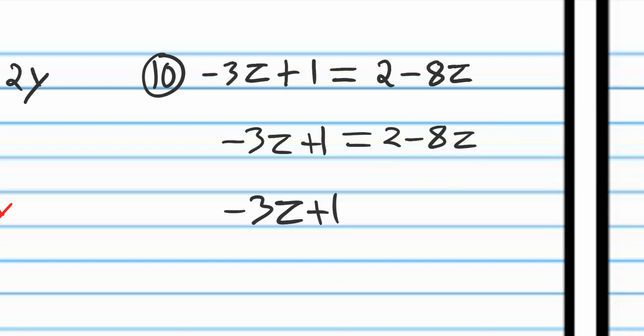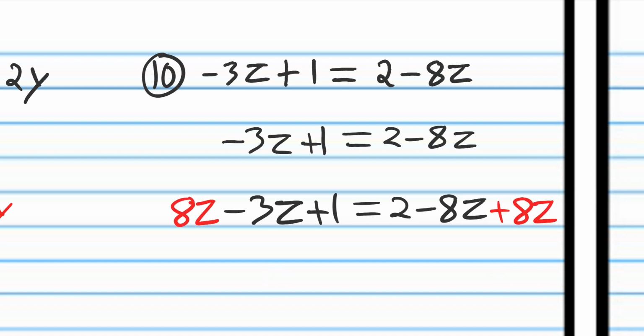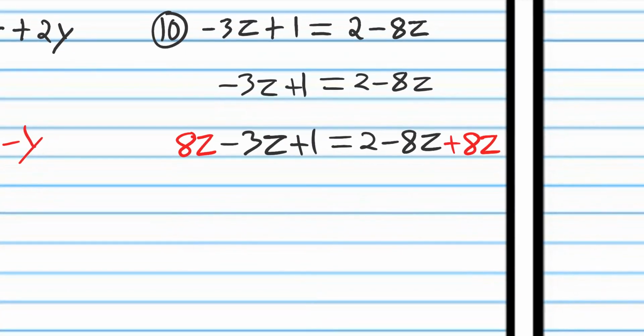So again, I prefer to have positives on the variables. So I'm going to add 8z to both sides. And we have 2, and 8z minus 3z is 5z. And now we have reduced it to a two-step equation.